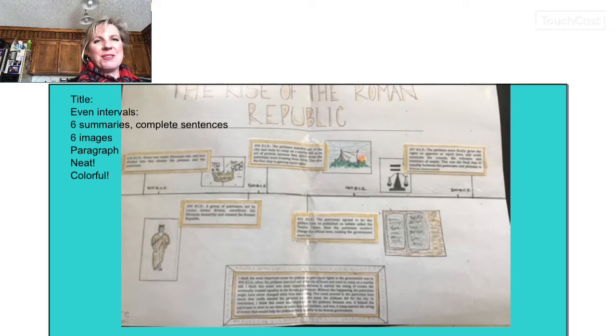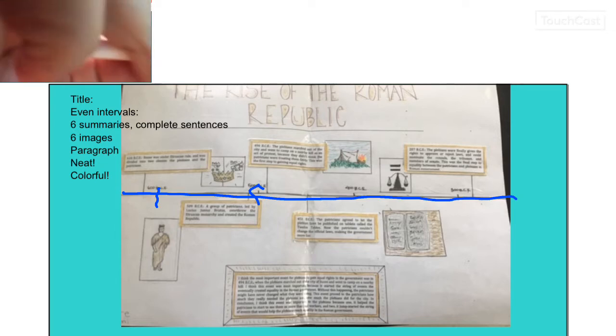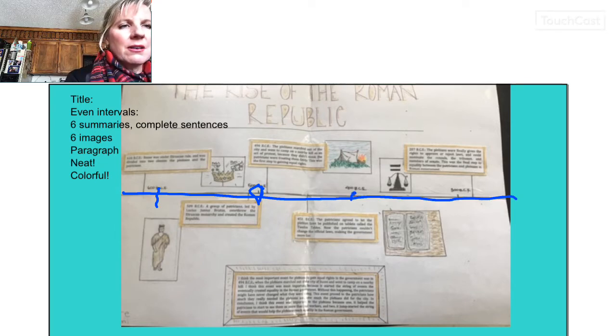Again, we had the title, even intervals, and I believe we had the marks right here, here, and here. And then, I'm going to change the color. We added the actual event dates, 616 and so forth. I'm not going to do all of it for you, but I'm just demonstrating the one.